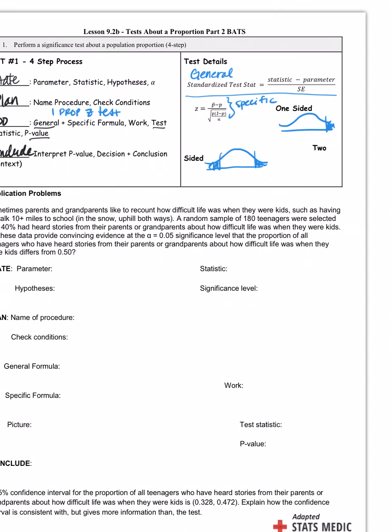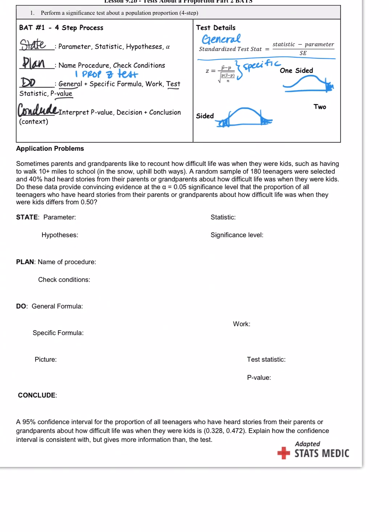This next question. Sometimes parents and grandparents like to recount how difficult life was when they were kids, such as having to walk 10+ miles to school in the snow, uphill both ways. You know the deal. A random sample of 180 teenagers were selected, and 40% had heard stories from their parents and grandparents about how difficult life was when they were kids. Do the data provide convincing evidence at the 0.05 level that the proportion of all teens who have heard stories about how difficult life was differs from 0.5? So this is a differs from. It's going to be a two-tailed test. Did you catch that?